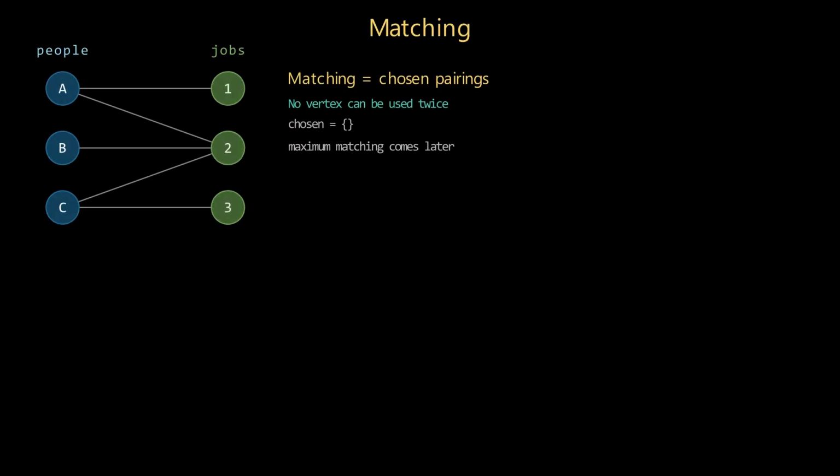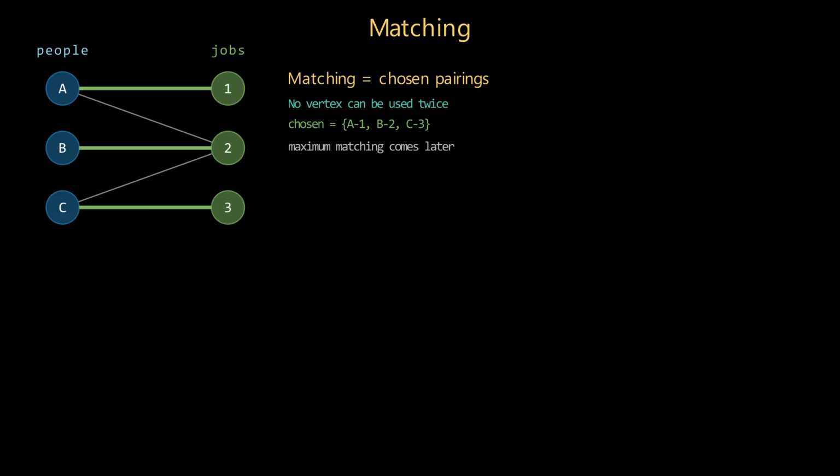One of the main reasons bipartite graphs matter is matching. Think of the left side as people, and the right side as jobs they are allowed to take. A matching chooses edges, but no vertex can be used twice. So if A is matched to 2, then B cannot also use 2. A valid matching keeps the chosen edges disjoint.